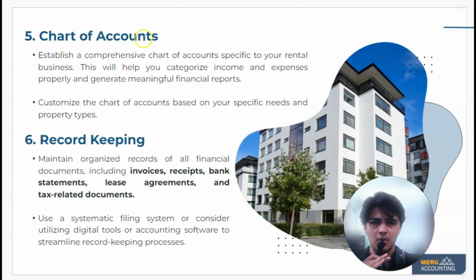Next is chart of accounts. In chart of accounts, you need to establish a comprehensive chart of accounts specific to your rental business. This will help you to categorize your income and expenses properly, and this will also help you to generate meaningful financial reports so that you can see where your money has been outflowing and inflowing.